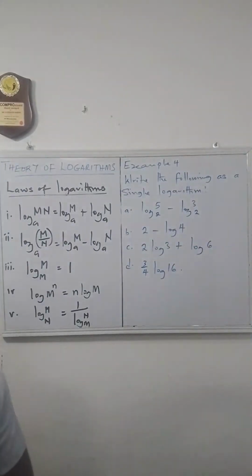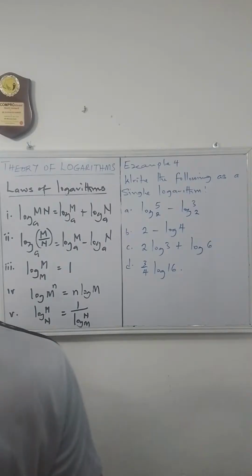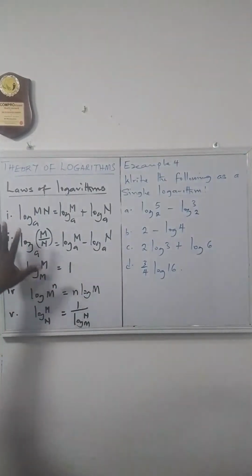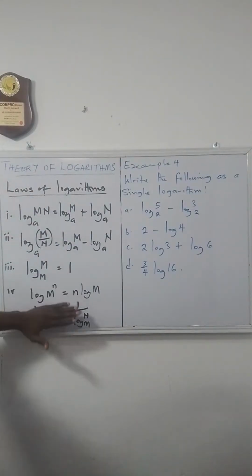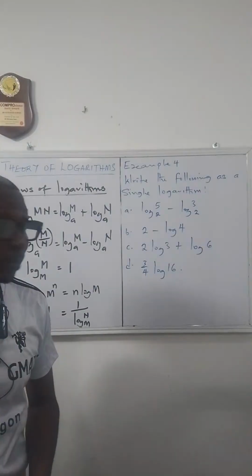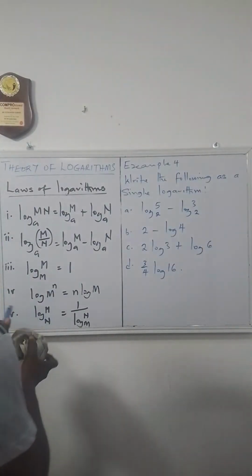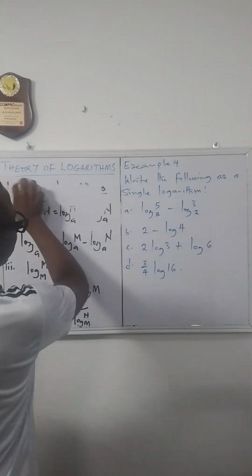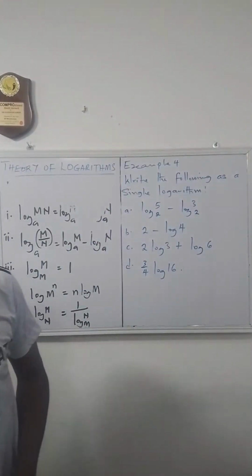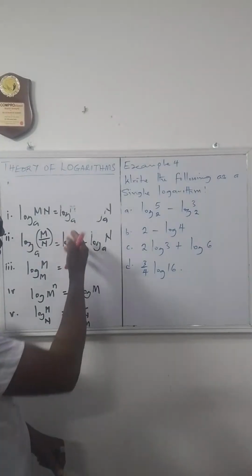Okay, these are the questions. So we have 4 questions here. So we are going to be making use of these laws of logarithm. So I hope you have written this in your jotter. Okay. All right. Now let's look at the first question here. Now look at it. Which of the laws are we going to make use of?